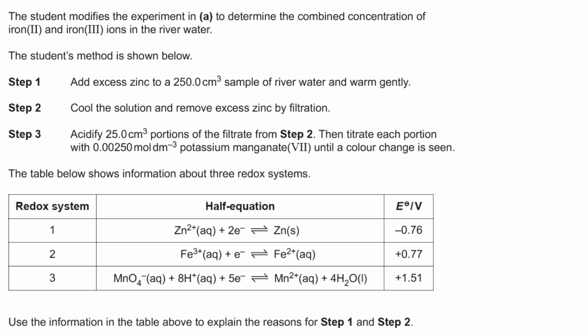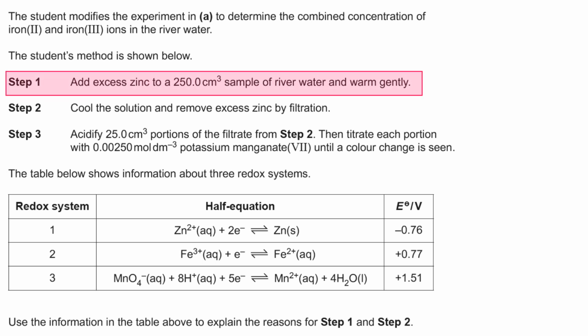So it's the tail end of a longer question, and it says the student modifies the experiment in part A. We're not interested in part A particularly, but we are interested in the steps the student is going to take this time. Step 1 says add excess zinc to a 250 centimeter cube sample of river water and warm gently. This is taking the chemistry to an outside-the-lab type of setting. A sample of river water was taken outside, and then some excess zinc is added to that back in the lab and it's warmed gently.